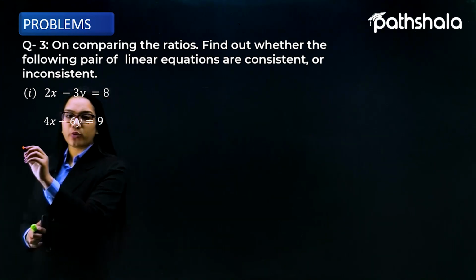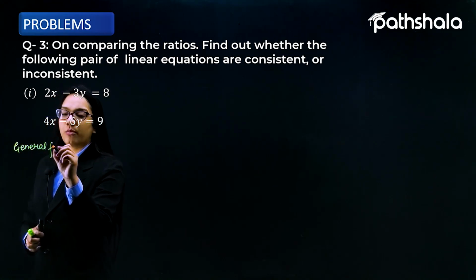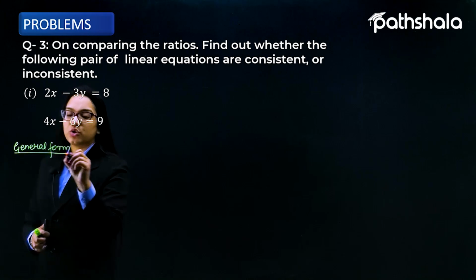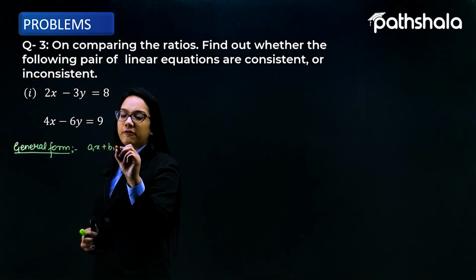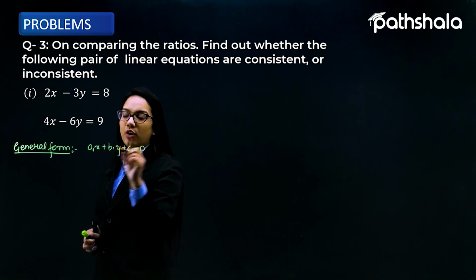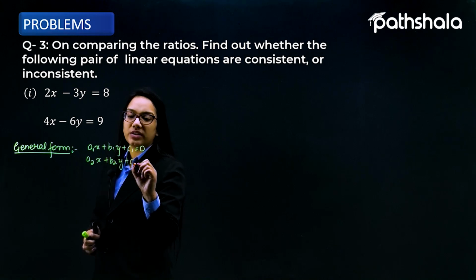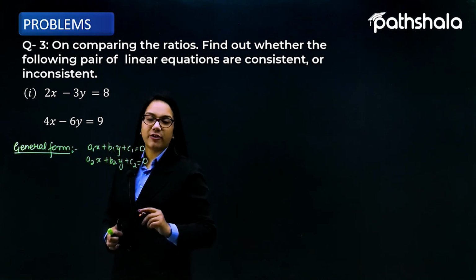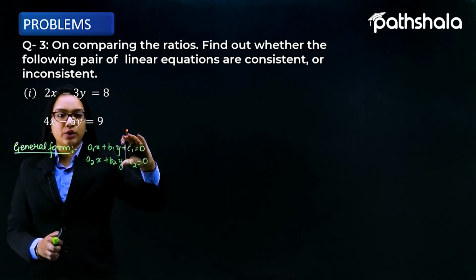So first of all, I'm writing the general form of the pair of linear equations. The general form is a1x plus b1y plus c1 is equal to 0, and furthermore a2x plus b2y plus c2 is equal to 0. It means that first of all we have to transform these equations into this form.